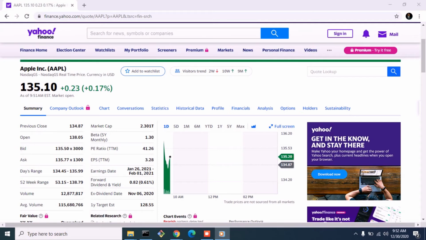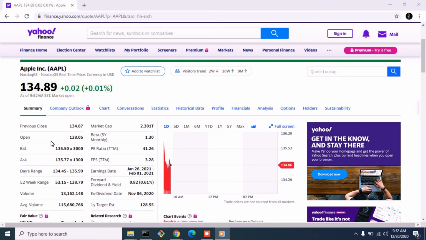And this is the bid, right? The bid is what the buyers are saying: hey, this is what I'm willing to buy Apple stock for. And the ask is the seller saying, this is what I'm willing to sell it for. So you see these numbers, $135.50, this is dollars times 3,000. This is just an individual order. Someone said, hey, I want to buy 3,000 shares of Apple for $135.50 each, right? And the ask, same concept.